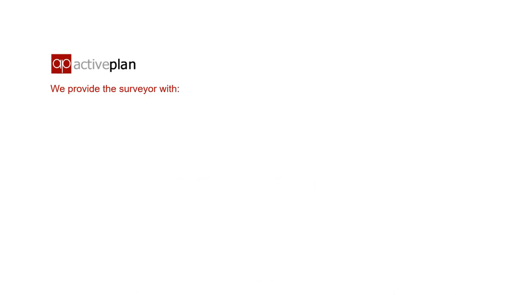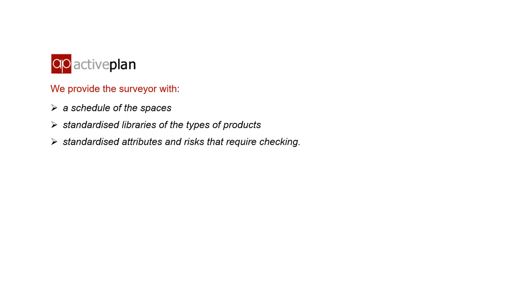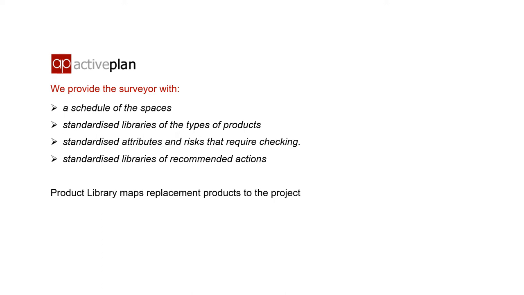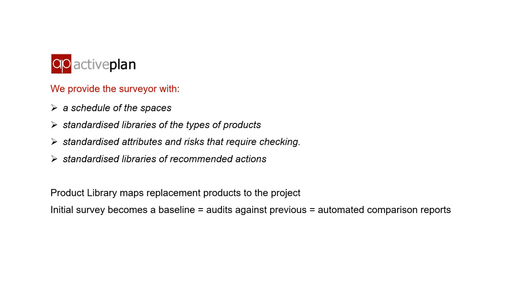We provide the surveyor with a schedule of the spaces they're to visit and their accessibility, standardized libraries of the types of products they're likely to find, standardized attributes and risks that require checking, and standardized libraries of recommended actions that address those standardized risks. When replacement products are purchased, the product library maps them to the project, so the owner has a record of what was installed and where.